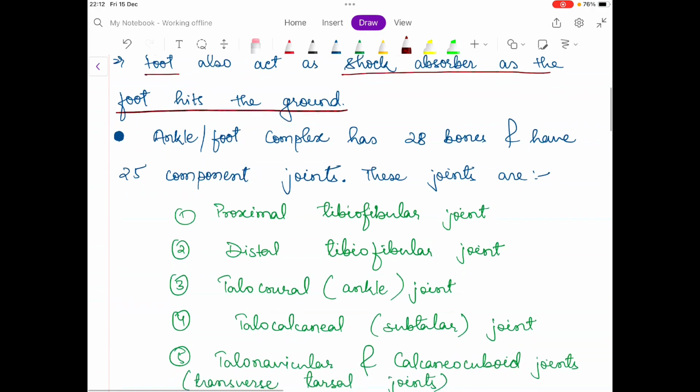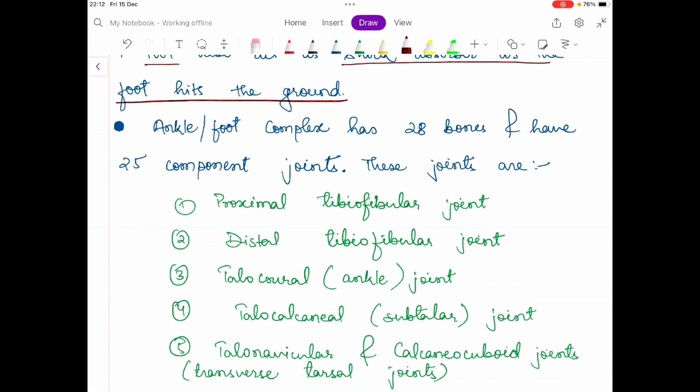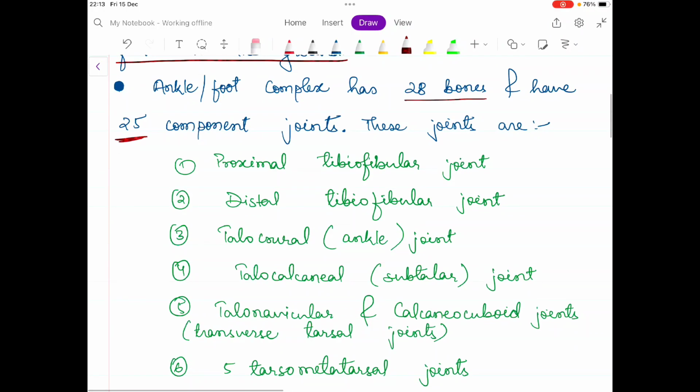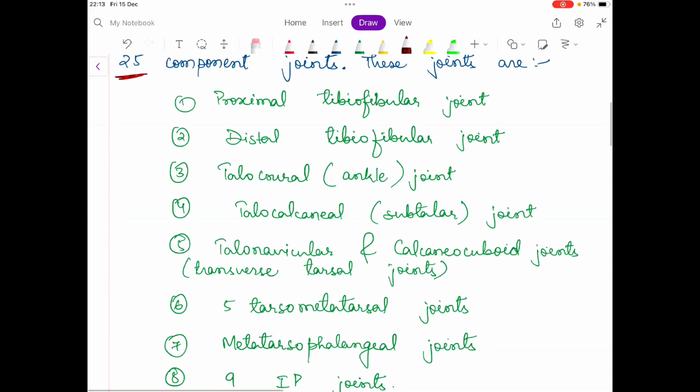Now the ankle complex or the foot complex has 28 bones but 25 different joints. We'll learn about the joints in the upcoming videos, but in this video I am going to talk only about the joint names. This is just setting up the stage. We will talk about all these joints particularly, one by one, in my upcoming videos. But if you have a pen and paper with you right now, just write down all these joint names. They are very, very important.